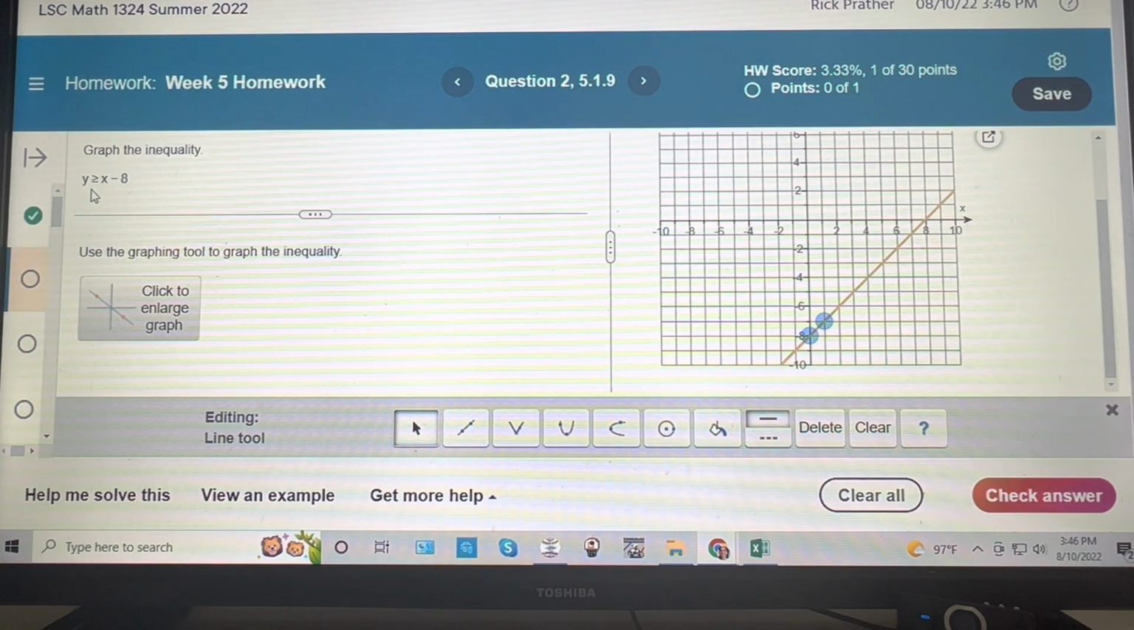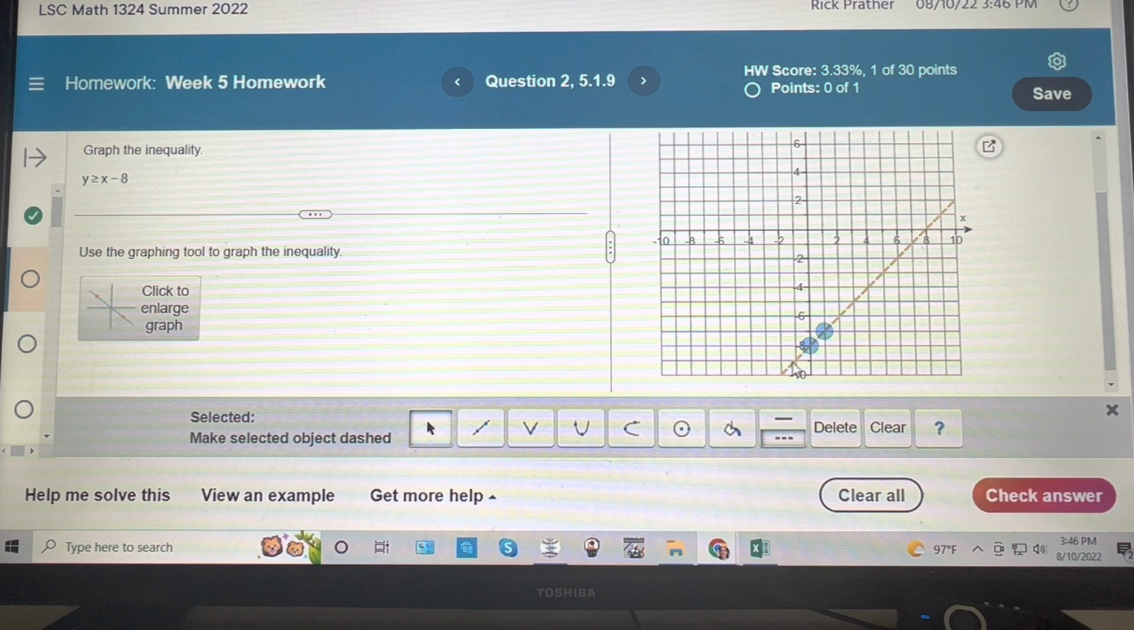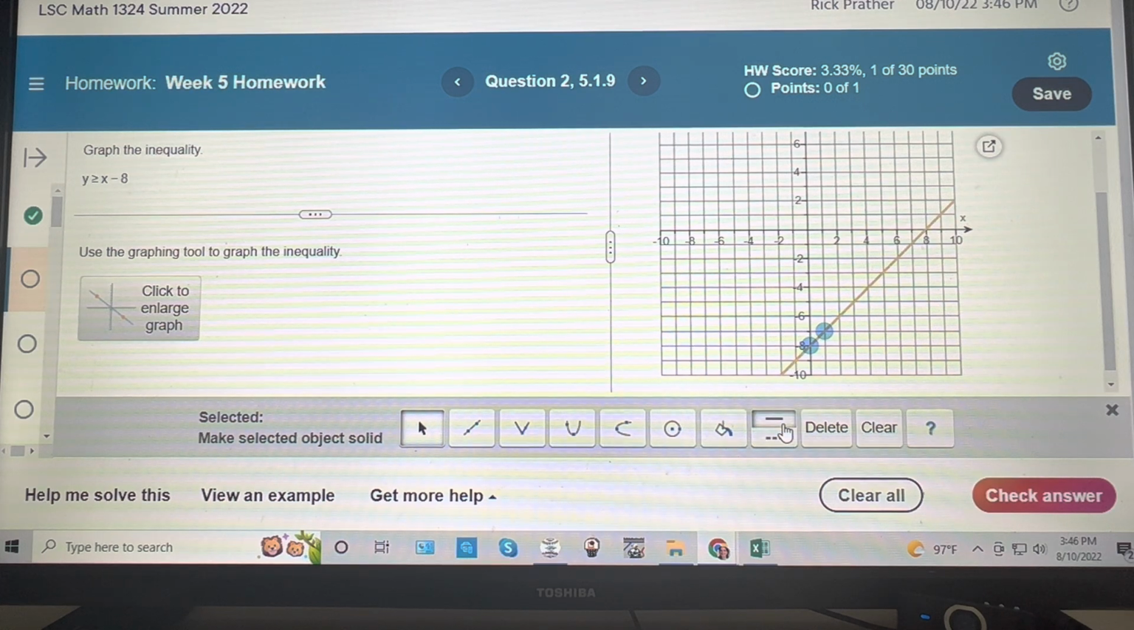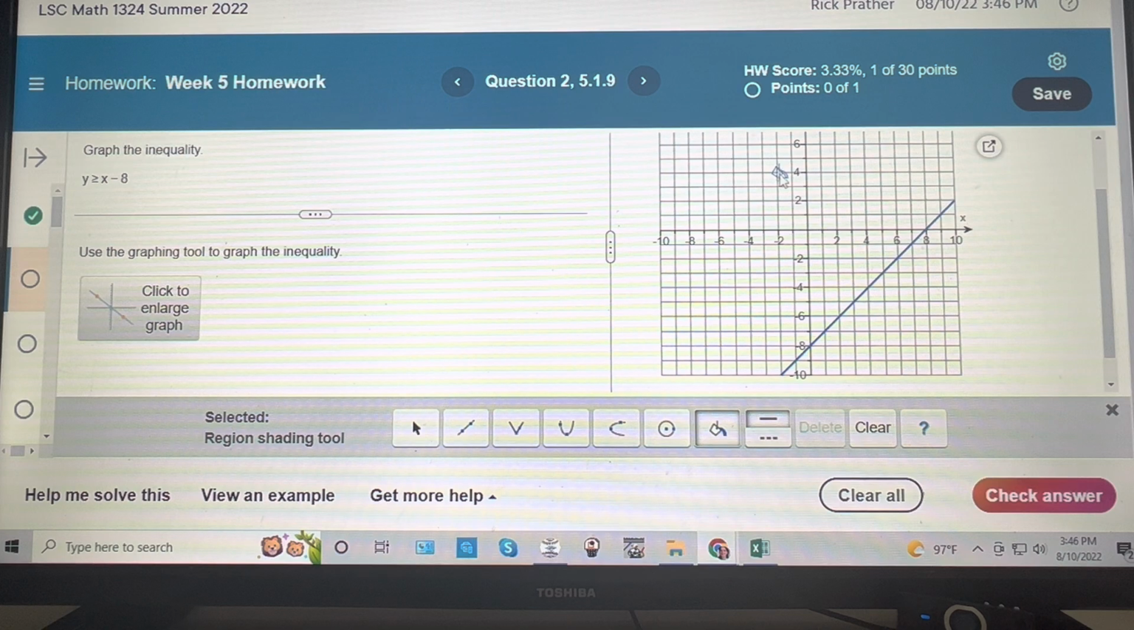So if this was just greater than, I would change from a solid line to a dotted line by clicking this and see how it's a dotted line now. We'll get some of those later probably, but I'm going to keep it as a solid line. And then you click this little paintbrush right next to the lines, and it allows you to go up or down. Don't think of it left or right. Think of it as up or down. Then you'll get it right more often.